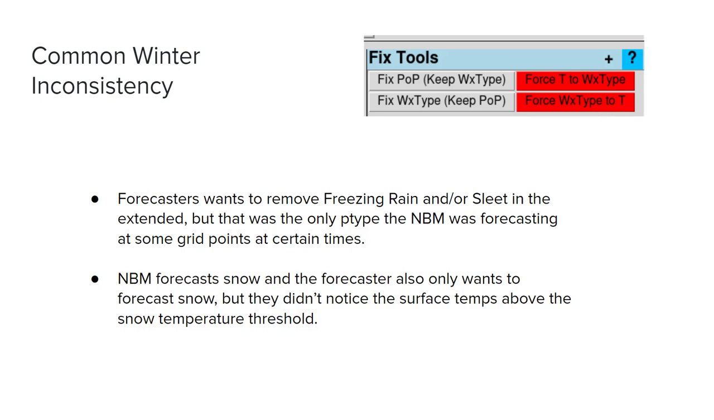Another situation that comes up a lot is the NBM is forecasting snow, and the forecaster also wants to forecast snow, but the forecaster didn't notice that surface temperatures were above the snow temperature threshold. This commonly happens because of bias correction being applied to temperature from a series of warm, sunny days, but it is not appropriate for a snowy day forecast.